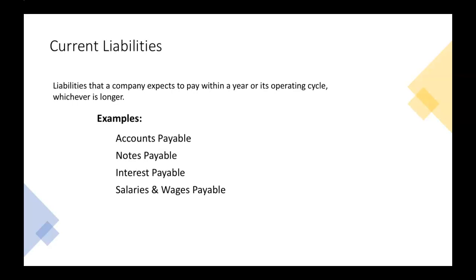Current liabilities, sort of similar to a current asset, right? These are liabilities that a company expects to pay within a year or its operating cycle. So these are accounts payable, notes payable, interest payable, right? So it's the section of those liabilities that they think they're going to be able to pay within a year.